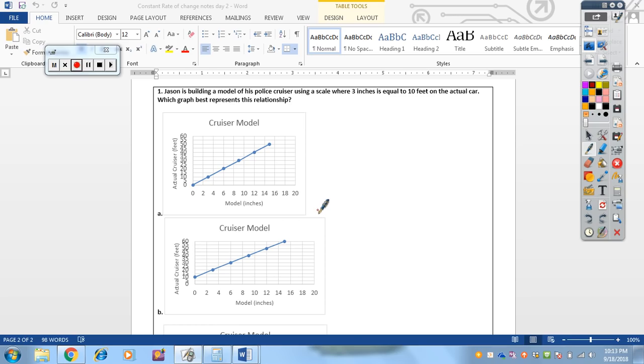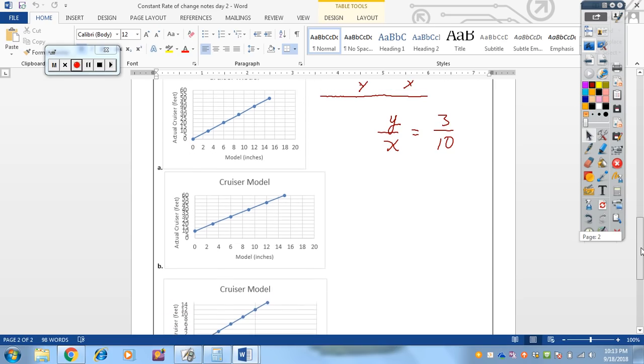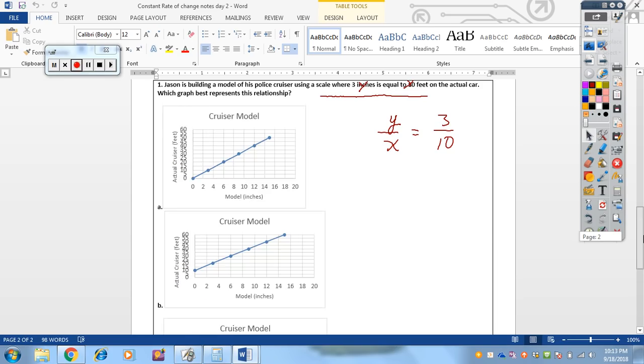Jason is building a model of his police cruiser using a scale where 3 inches is equal to 10 feet on the actual car. Which graph best represents this relationship? Okay, here's the deal. Whatever number comes first is y. Because it has to be y divided by x. So it has to be 3 and 10. So the first thing I would look for is the graph that has a y that's 3 and an x that's 10.